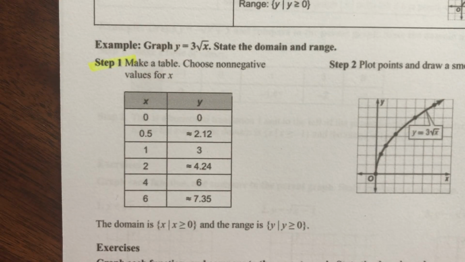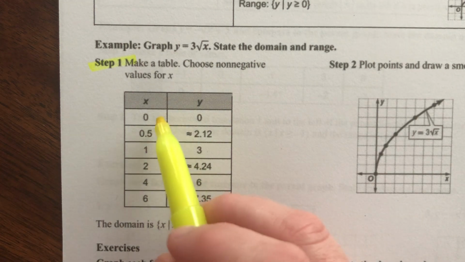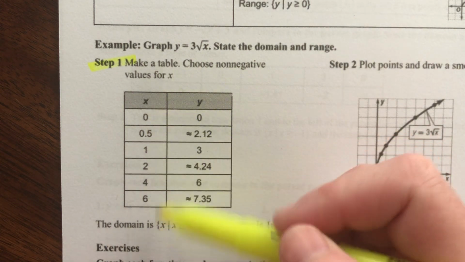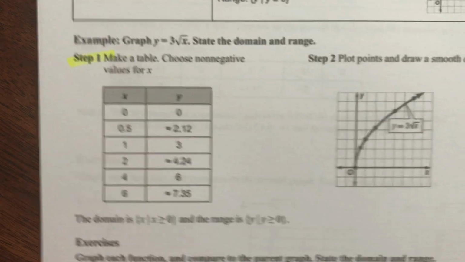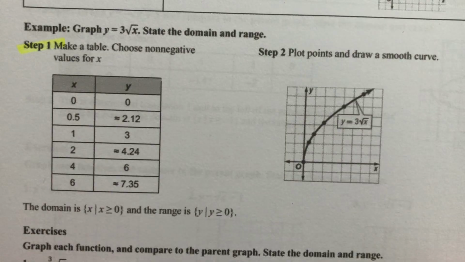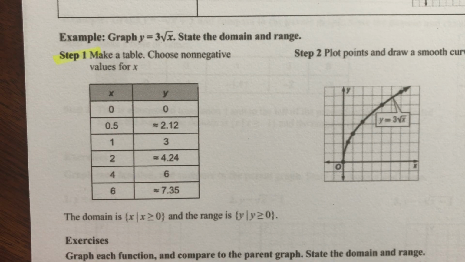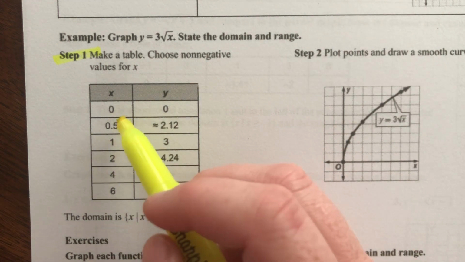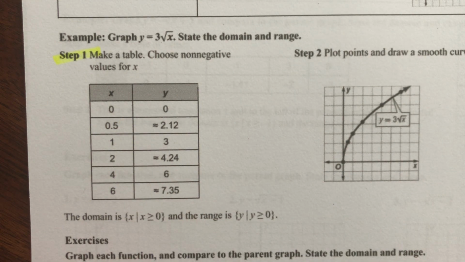You can put in whatever numbers you want for x, but remember, they can't be negative. So you're usually going to start with 0 and go up. How you go up just depends on how big your graph is or what numbers you want to use, or usually it gives you a little guidance. But you can just go 1, 2, 3, 4, 5, 6. That's fine. I don't really know why they use 0.5 here, but that's okay.